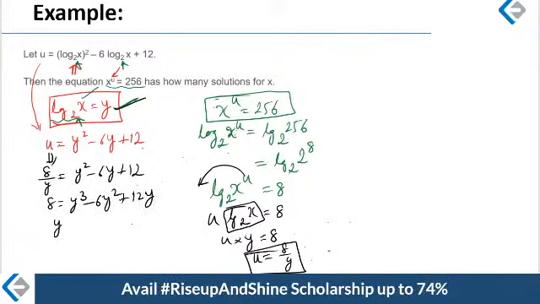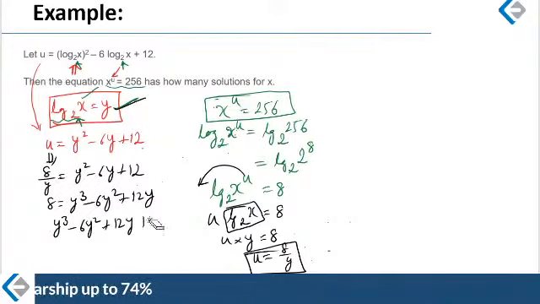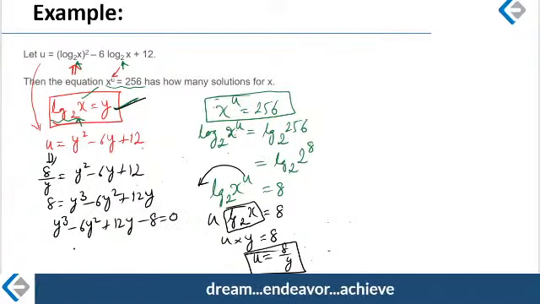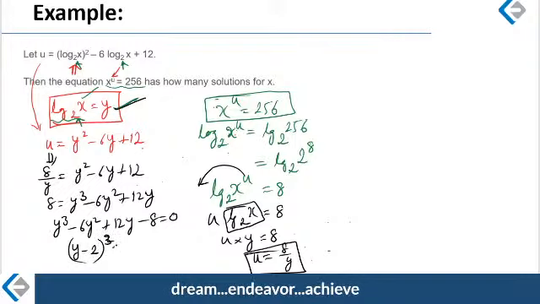Write it as a cubic equation. y cube minus 6y square plus 12y minus 8 is equal to 0. It's a beautiful cubic equation. You know that this is nothing but y minus 2 whole cube is equal to 0. This is the expansion of y minus 2 whole cube.